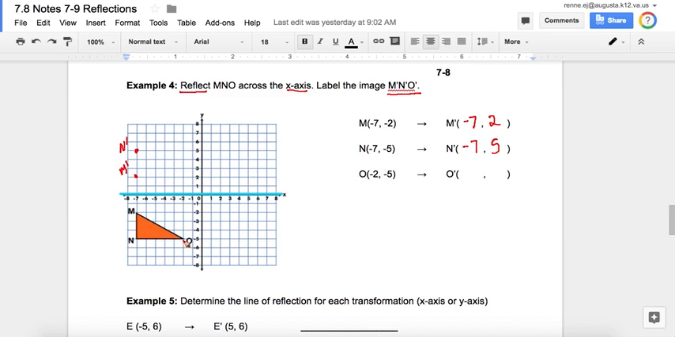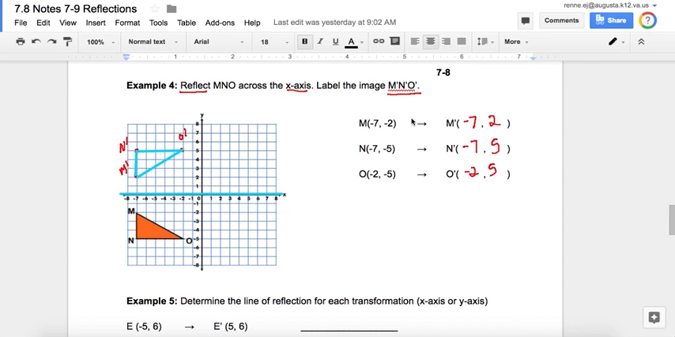And then O, we're going to go 1, 2, 3, 4, 5. And we're going to call this O prime, and we're going to write down negative 2, 5. Now we're going to connect the points. And now we've just reflected across the x-axis.